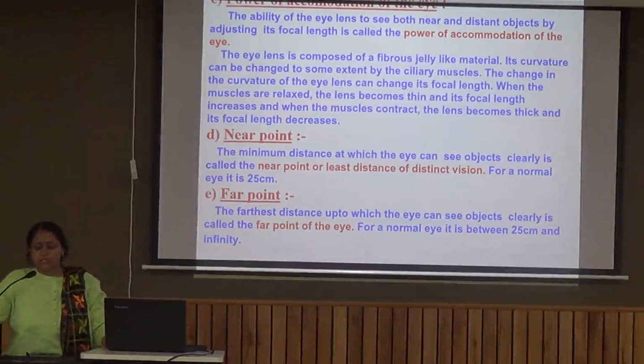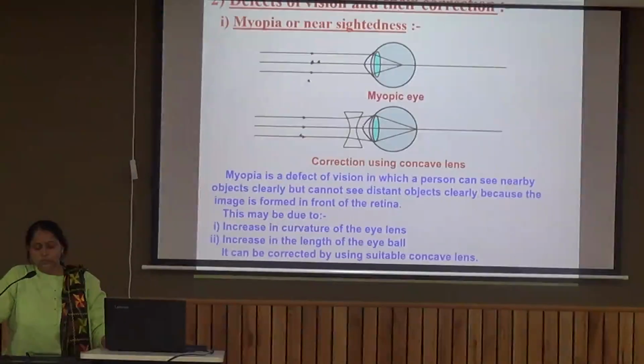Near point is the minimum distance at which the eye can see an object clearly, and is called the near point or the least distance of distinct vision. For a normal eye it is 25 centimeter. Far point. The farthest point up to which the eye can see objects clearly is called the far point of the eye. For a normal eye it is between 25 centimeter and infinity.